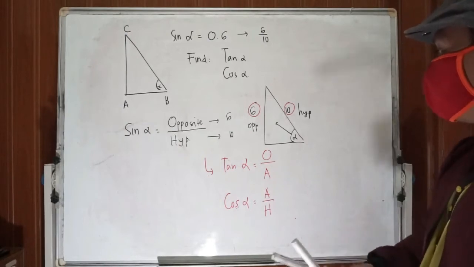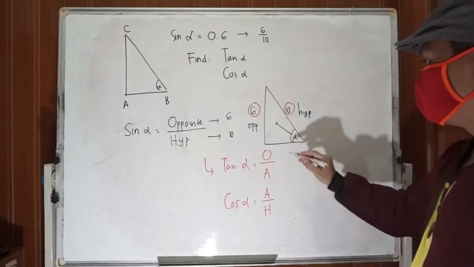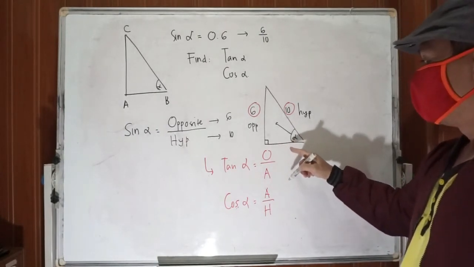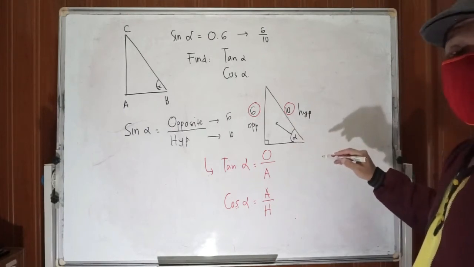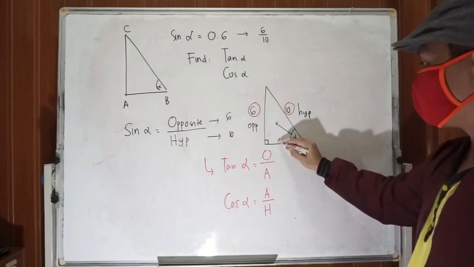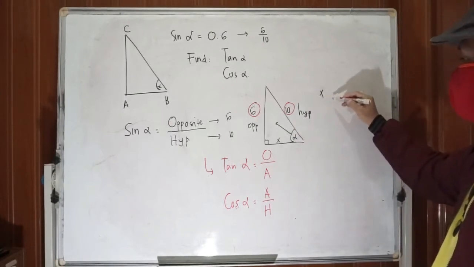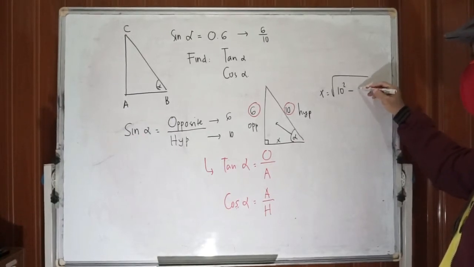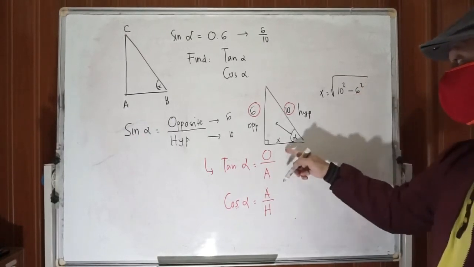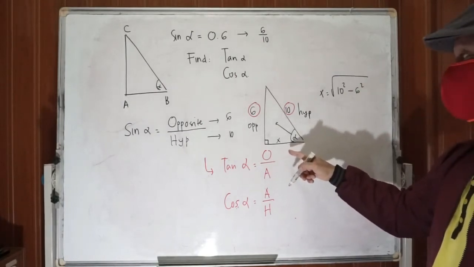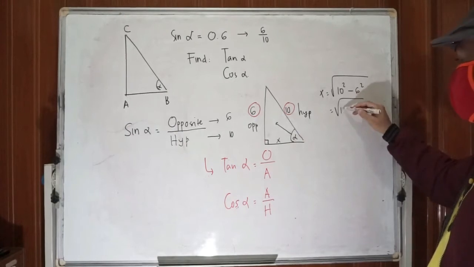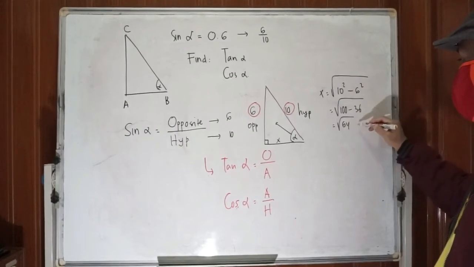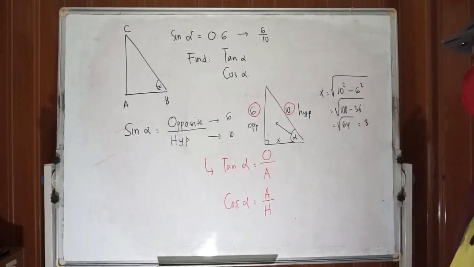Now, based on this right angle triangle, we don't know the base length, right? So we can find it by using the Pythagoras theorem. Let's say this one is x. So x is root of 10 squared minus 6 squared. Why minus? Because for the base side it is minus. So root of 100 minus 36. Root of 64, we got 8, right?